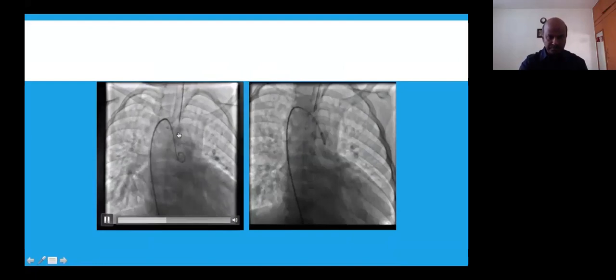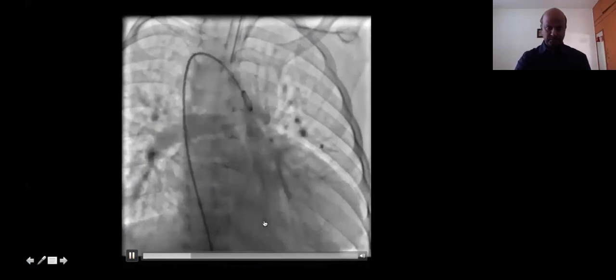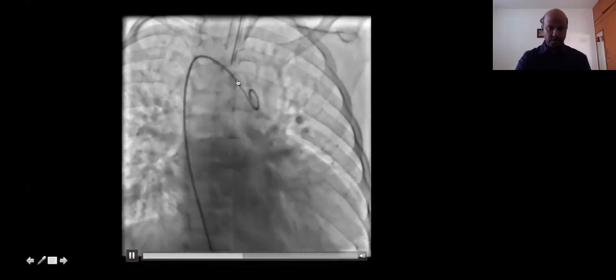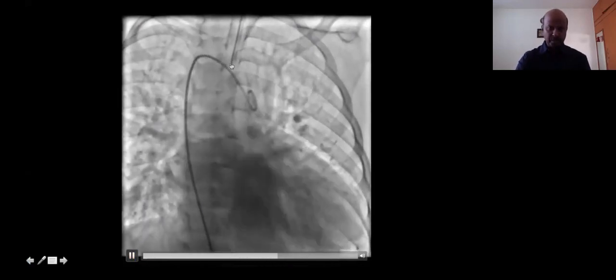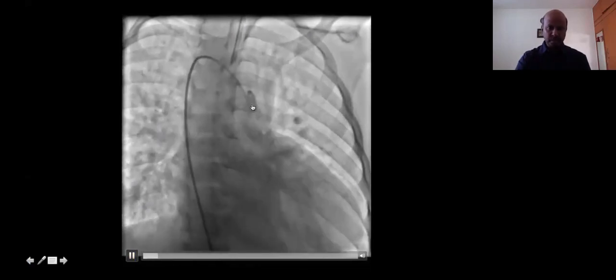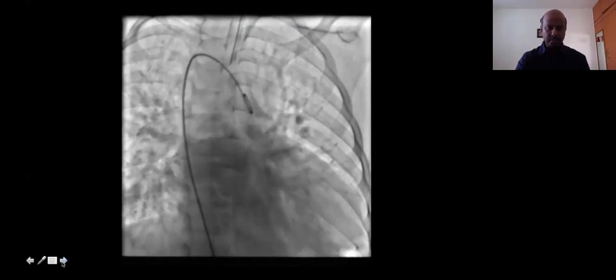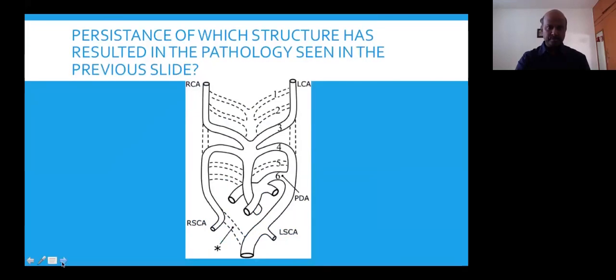And what do you see here? So this is an aortogram which shows a structure which is arising proximal to the left subclavian artery and perfusing a PA confluence, which can mimic a patent ductus arteriosus. So that is basically persistence of the fifth aortic arch. Persistence of the fifth aortic arch can mimic a PDA.